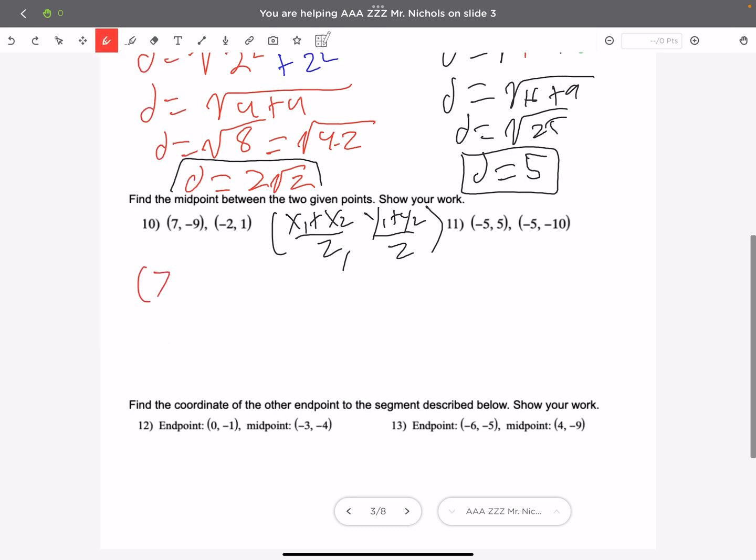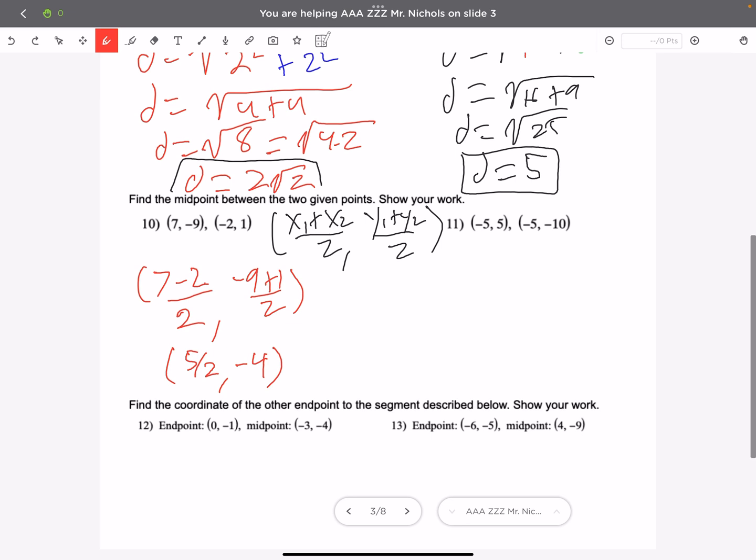So this is 7 minus 2 over 2, comma, -9 plus 1 over 2. And so that's just going to be 5 over 2. And so you could write it as 5 halves, comma, and that's -8 divided by 2. So that's a -4. And that's my final answer. You can leave it like this. You could also have written it as 2.5 or 2 1/2. Any of those are correct.